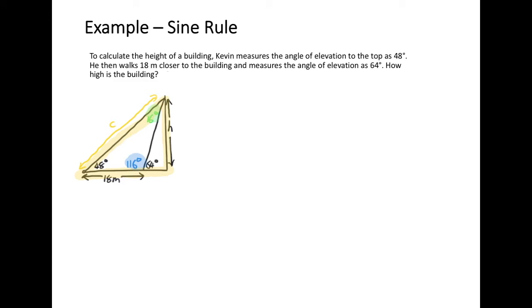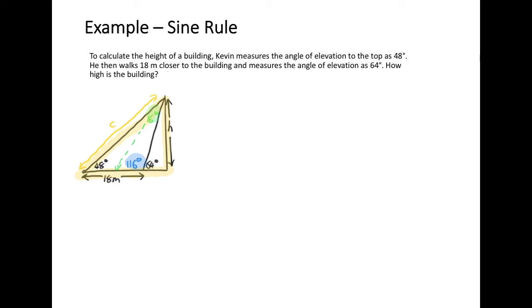So to be able to work out the side C, I can then have a look at my first smaller non-right angle triangle, and I can see that I've got the opposite angle to my C value is known, and I've also got another set of angles. I've got 16 and the line opposite 16, which is 18 meters. So I can use the sine rule to be able to calculate my C value.